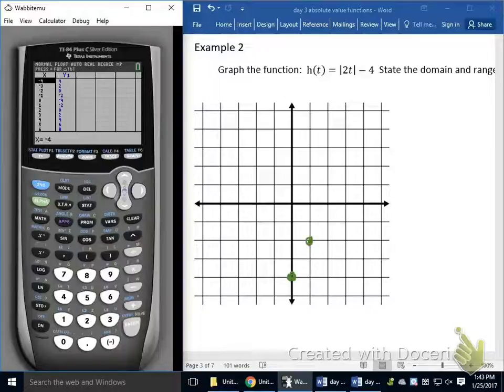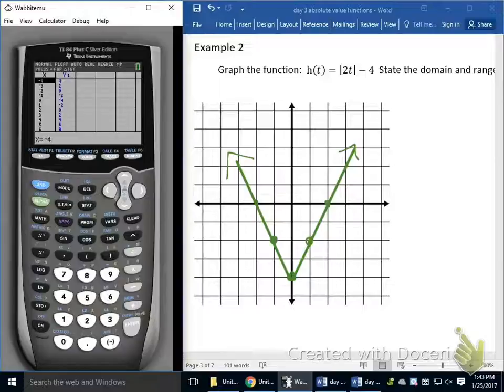And again, you're rising to running 1 from the point (0, -4). And now I'm ready to actually graph in my lines. Got my 2 pieces. Now we are to state the domain and range here.